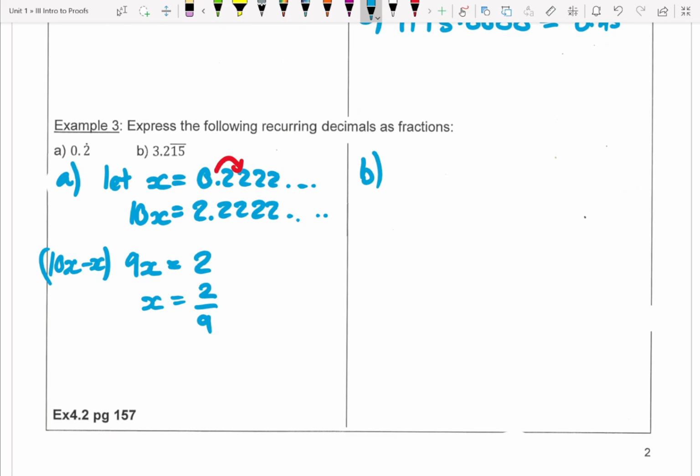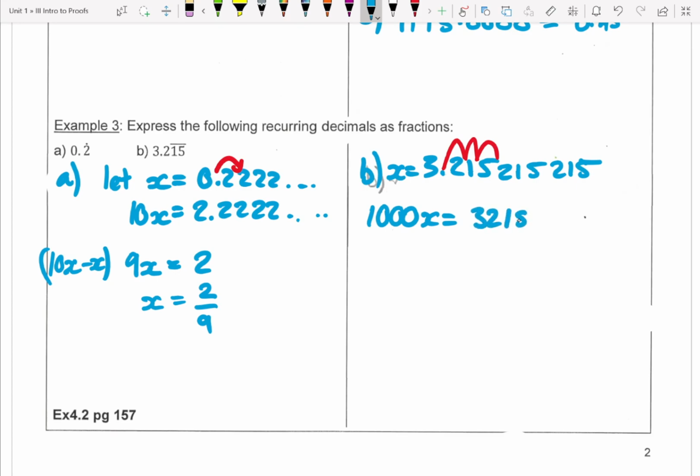Similar process for part B, but now we need to think how much do I need to multiply it by to preserve that recurring decimal part. So 215, 215, 215. We're letting x equal that. Just let me tidy this up. Okay, so letting x equal that. We then need to move the decimal 1, 2, 3 places. If we move it 3 places, then it's going to preserve the repeating pattern. So we want 1000x. So 1000x is equal to 3215.215 recurring.